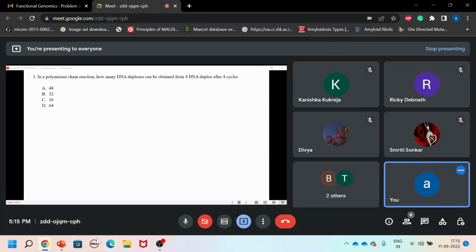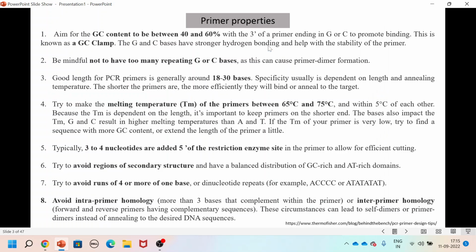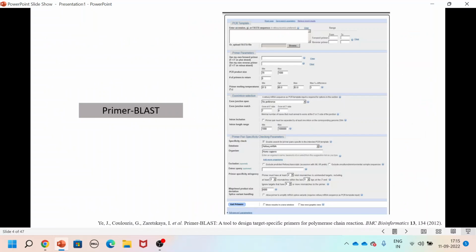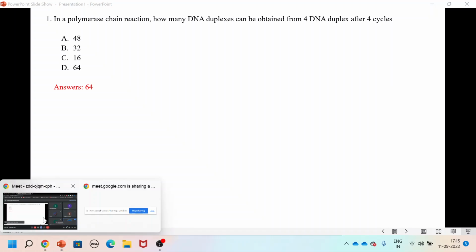So it is very easy. As we can see in this PCR reaction, a single DNA duplex molecule gives two similar DNA molecules after the extension. So in this question, we can simply say that there are 4 DNA duplexes.